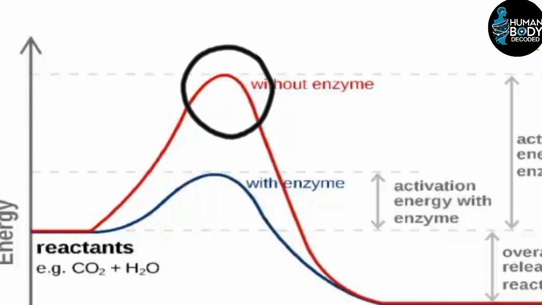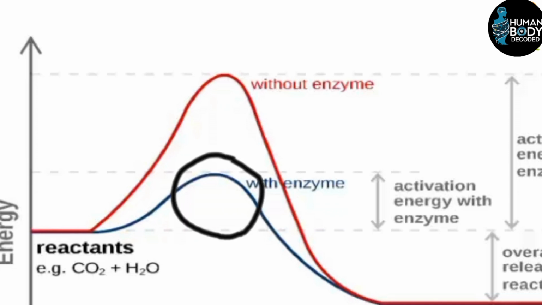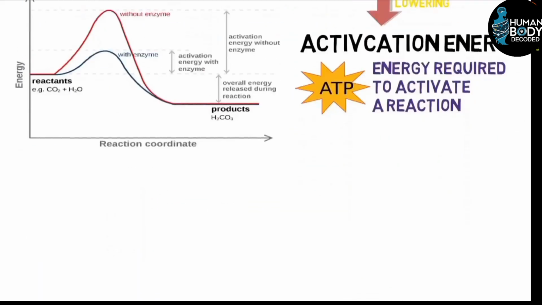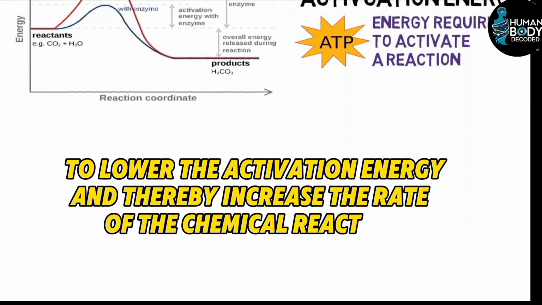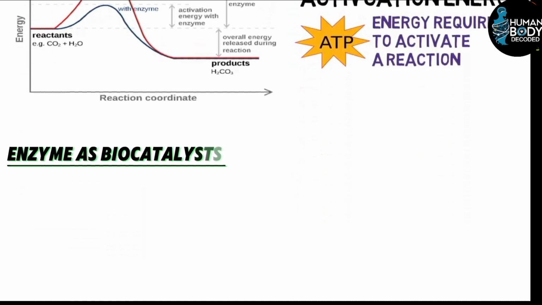In the red line, more energy is required, which is why it is higher. This requires more energy to complete the reaction because the reaction is completed without an enzyme. Below you can see the blue line. Here an enzyme is used to speed up the reaction. That's why in the blue line less energy is needed, because the enzyme lowers the activation energy, making the reaction proceed faster. So this is the function of enzymes, to lower the activation energy and thereby increase the rate of the chemical reaction.